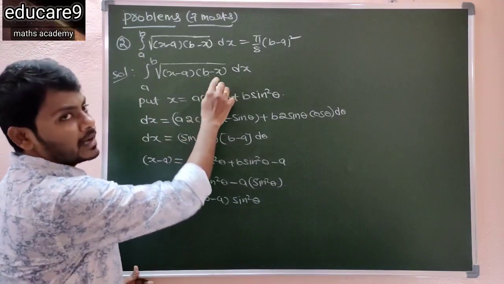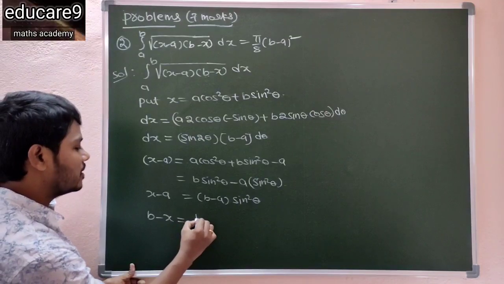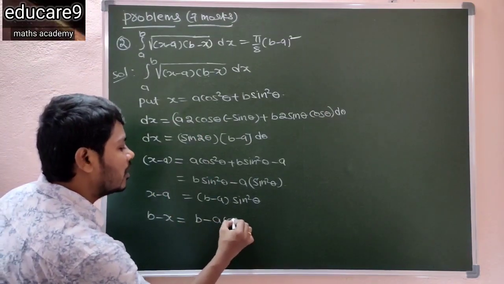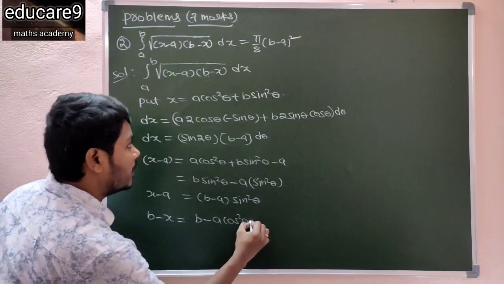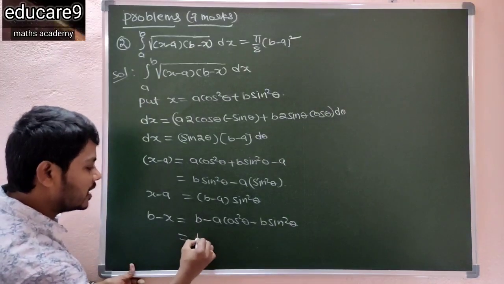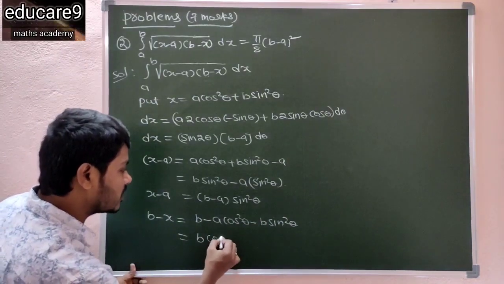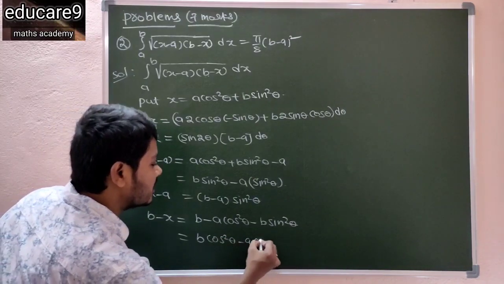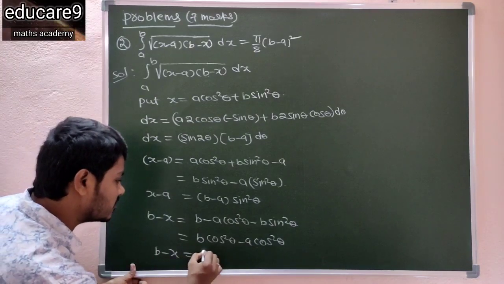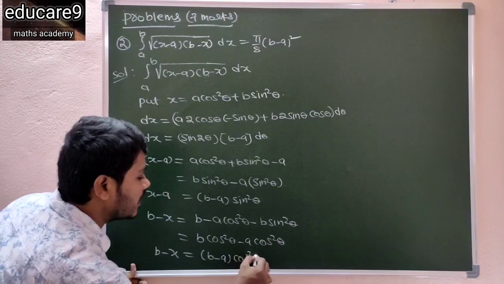And find the b minus x value. So b minus x is b minus a cos square theta minus b sin square theta. Here b is common, you get 1 minus sin square theta, that is cos square theta, minus a cos square theta. Therefore b minus x is b minus a into cos square theta.